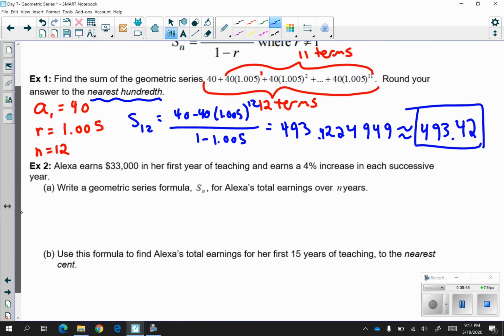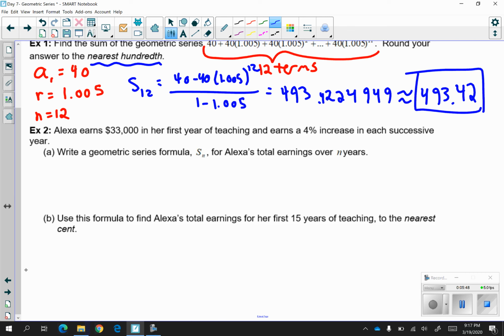Let's try another one. We have that Alexa earns $33,000 in her first year of teaching and earns a 4% increase in each successive year. They want you to write a geometric series formula for her total earnings over the n years. So because they're talking about the series formula, we're going to use the formula that we had on the top of your page. And you need to figure out what is your first term, what is your ratio, and how many terms are we talking about.